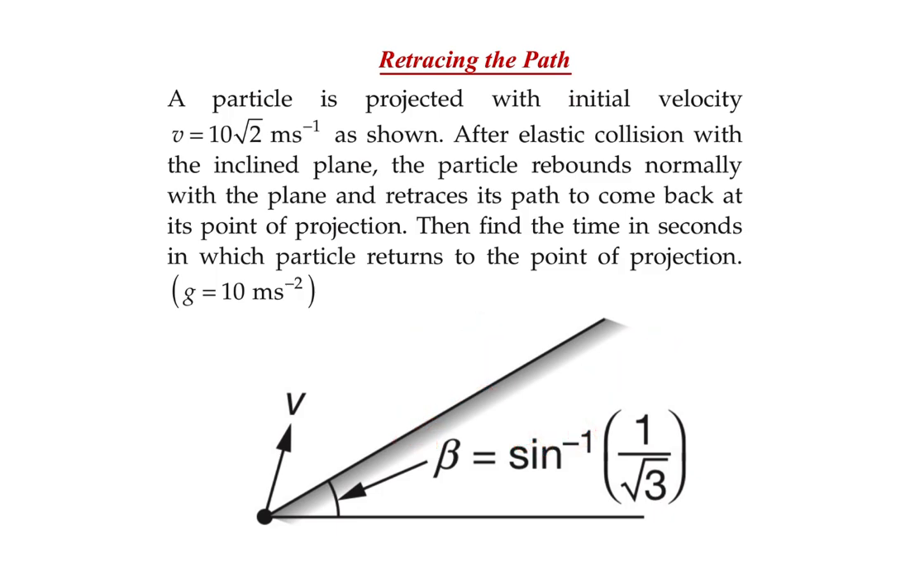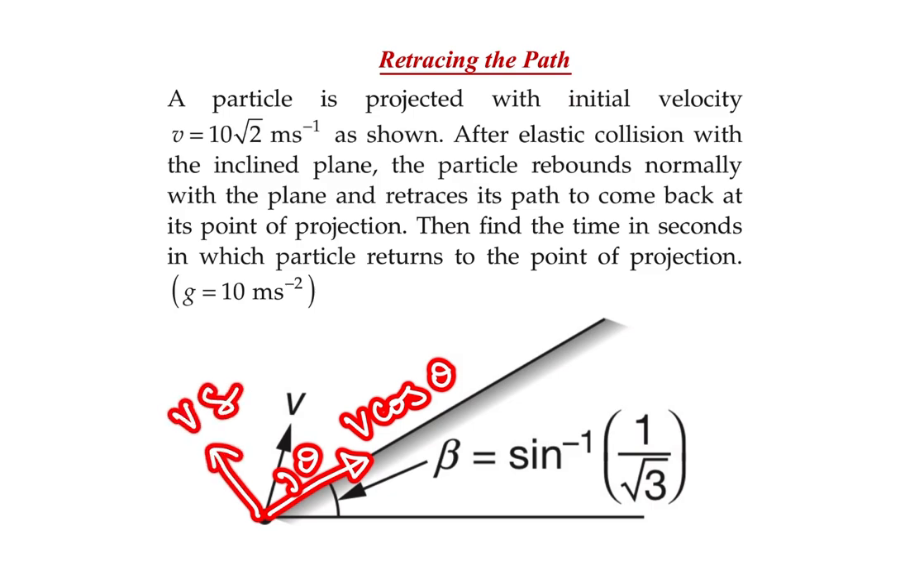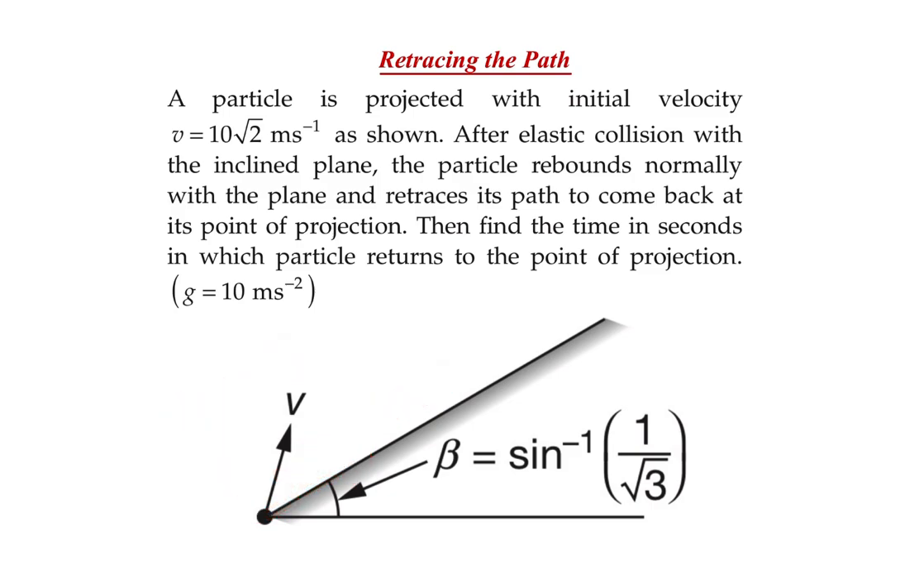Similarly, if we assume that the angle of projection is theta from the incline, the initial velocity along the incline will be v cos theta, and perpendicular to incline will be v sin theta. So let us apply equation of motion along the incline and perpendicular to incline.